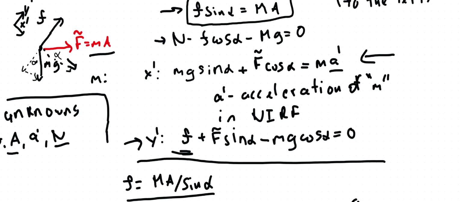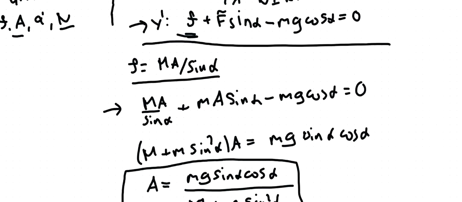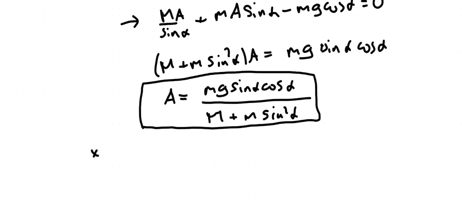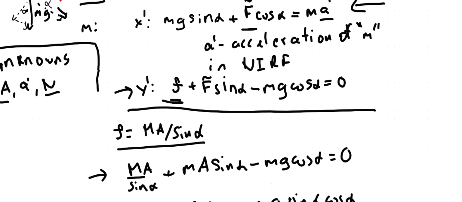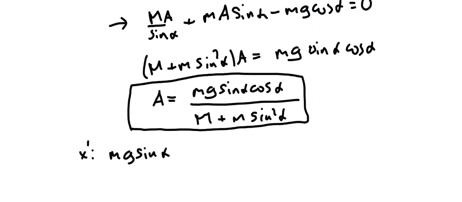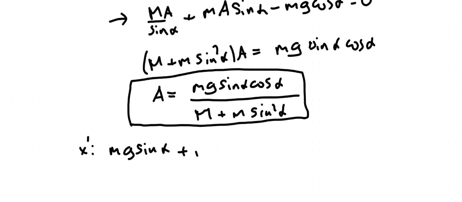This F tilde is small m times A, and we have A. So first I'm going to rewrite the equation to remind us. This x prime equation has the form mg sine alpha plus F tilde cosine alpha equals small m A prime. But first, I'm going step by step here.